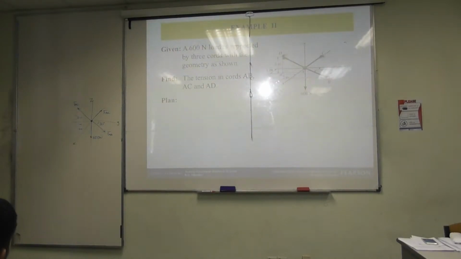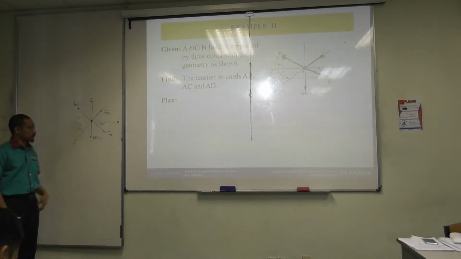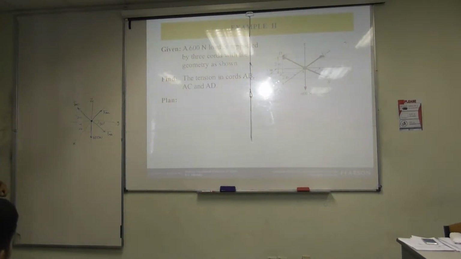Now, what is the question again? So we want to find these unknowns, 1, 2, 3. How do we do that? What's the concept that we apply here? So this is an equilibrium problem. So basically, summation of all forces should be equal to 0, right? Or in scalar form, summation of Fx equal to 0, summation of Fy equal to 0, summation of Fz equal to 0.